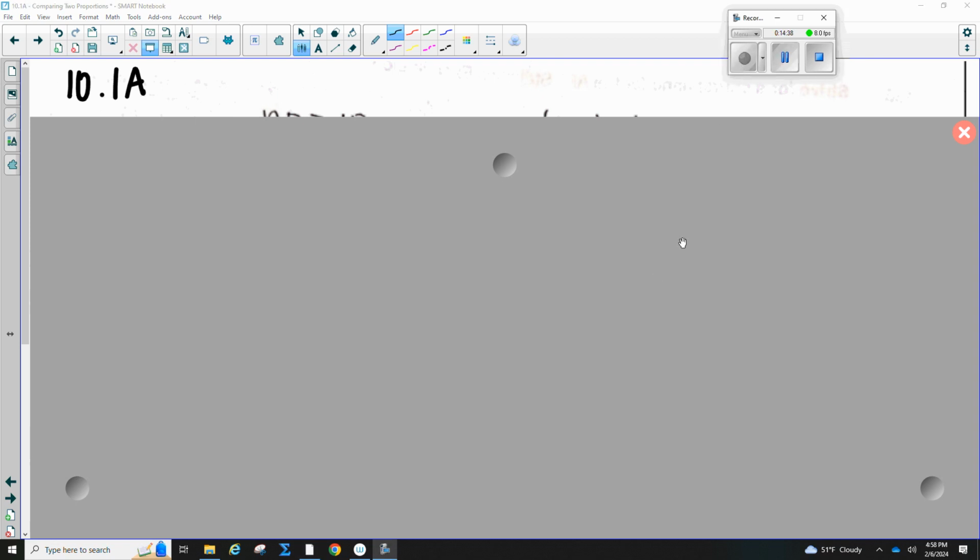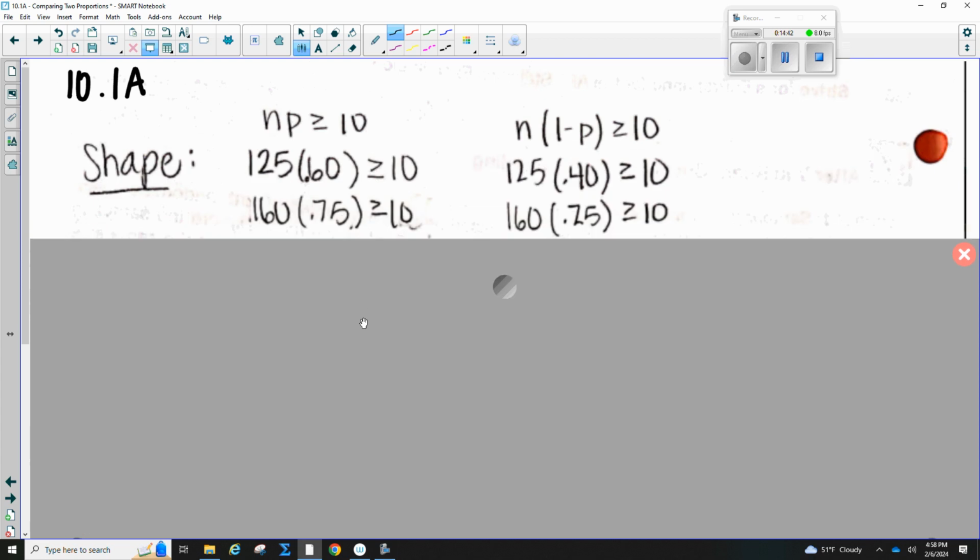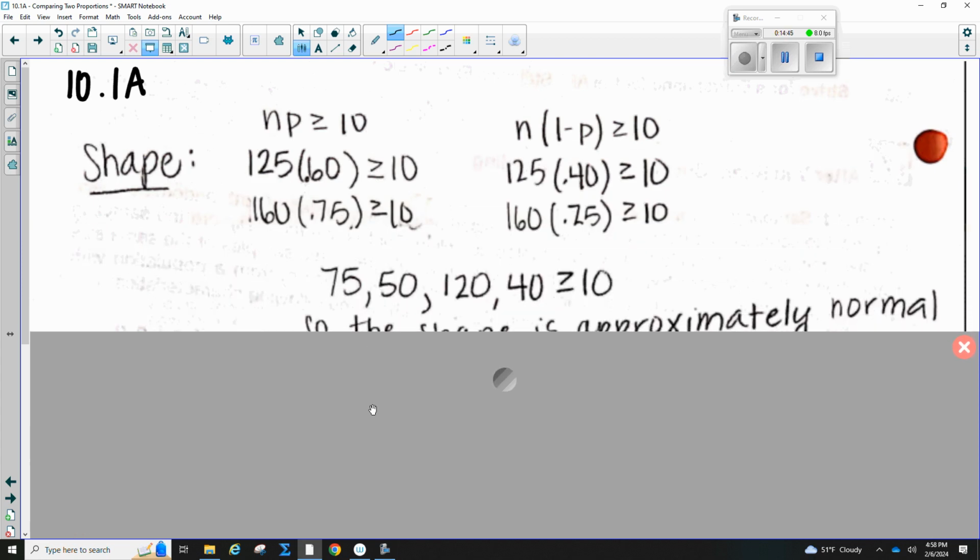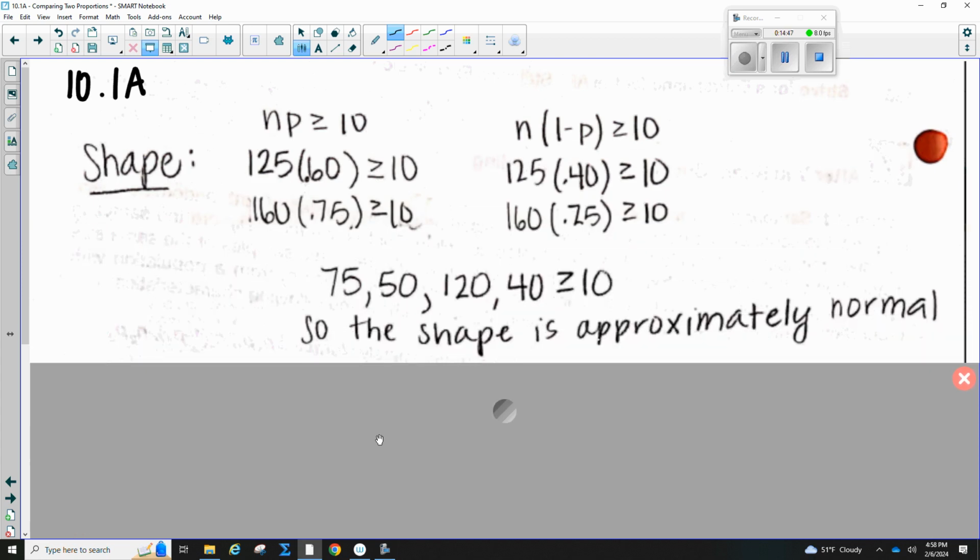Right, hopefully everybody tried it. So for the first part, for the shape, we should be checking 125 times 0.6 greater than or equal to 10, and 125 times 0.4 greater than or equal to 10. And then 160 times 0.75 greater than or equal to 10, and 160 times 0.25. So I should see that you evaluated and got 75, 50, 120, and 40 greater than or equal to 10. So the shape is approximately normal.